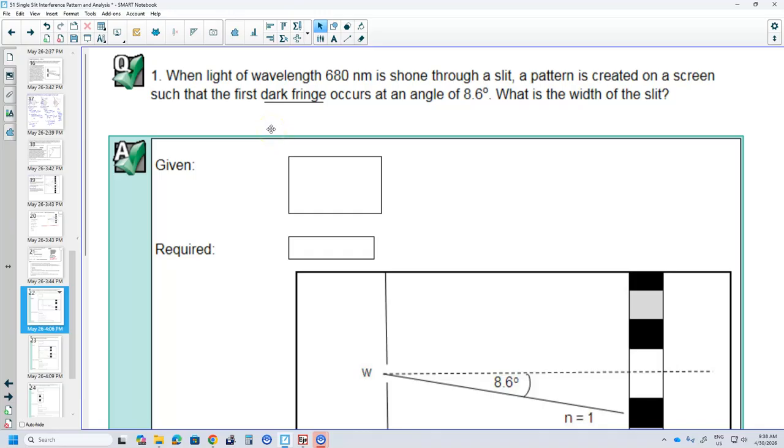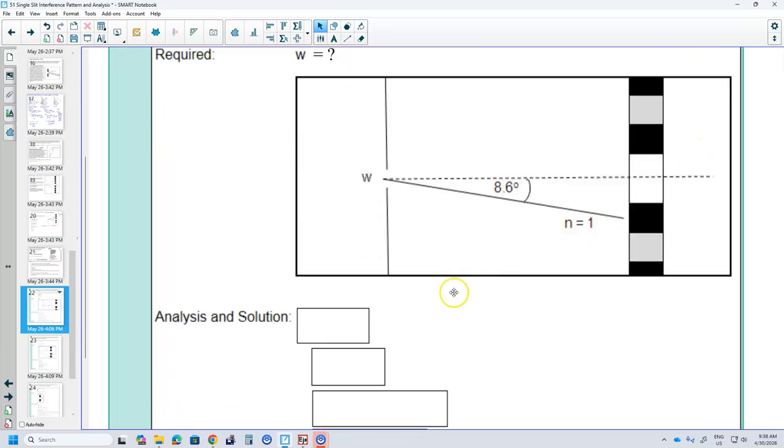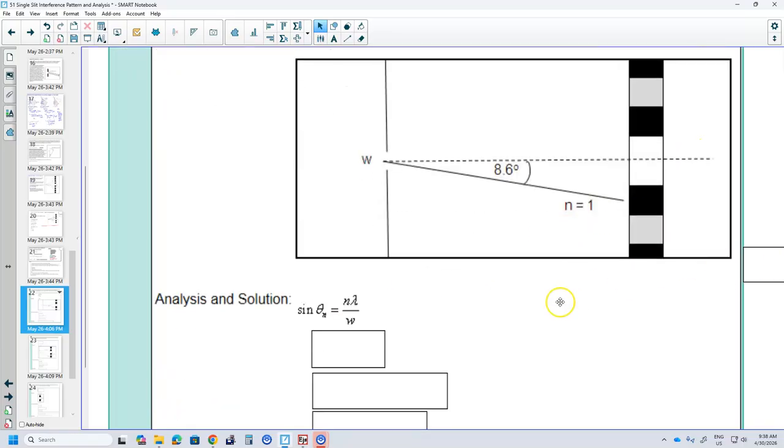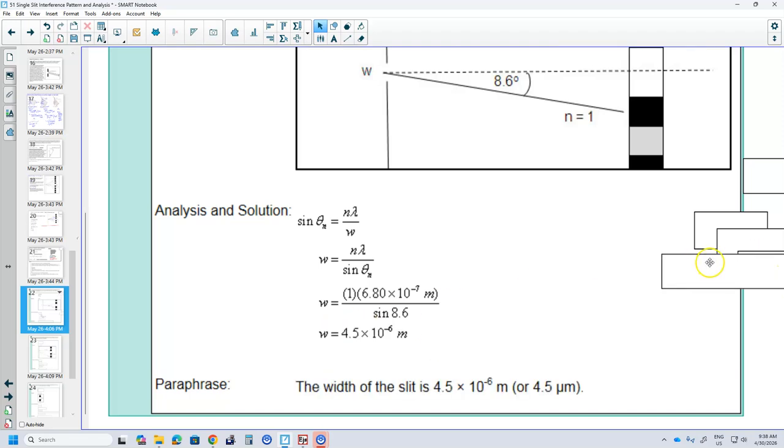So example here: wavelength of light is 680 nanometers shot through a slit, a single slit. It should say that maybe for emphasis there, but a slit implies a single slit. Patterns created on a screen, such as the first dark fringe, is at an angle of 8.6. What's the width of the slit? So this is the given information, and you pick the equation that has that stuff in it, plug in the numbers, and calculate the answer. Width of the slit, there you go. W for the width of the slit there.